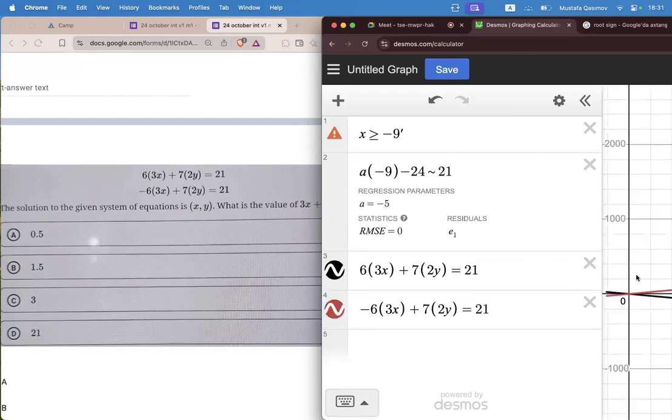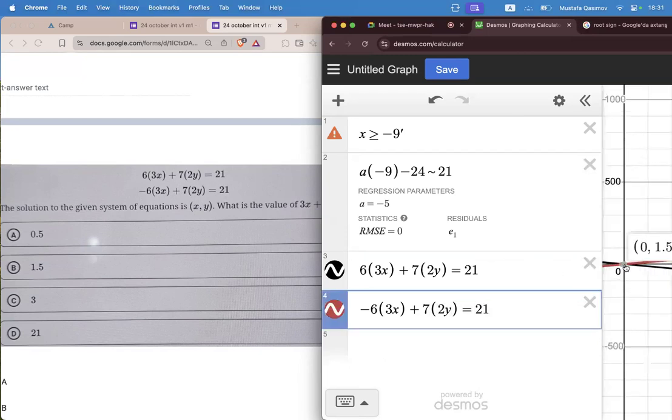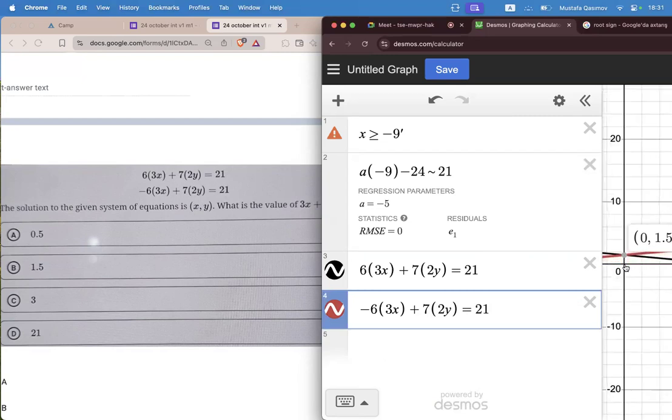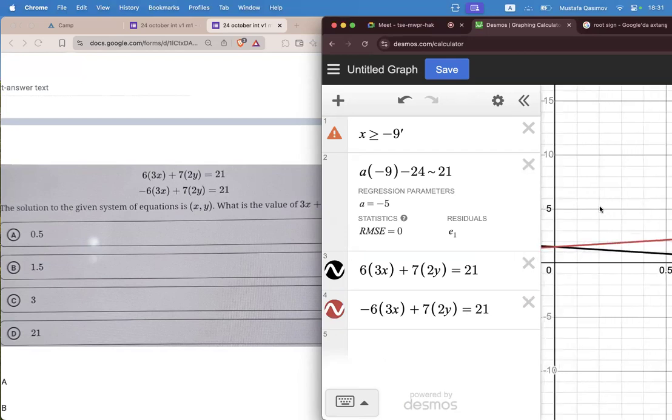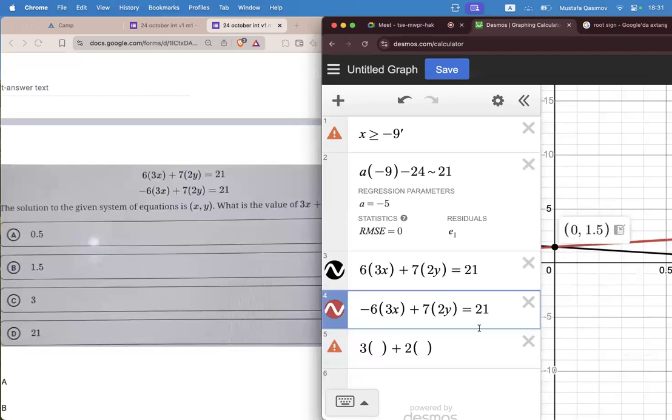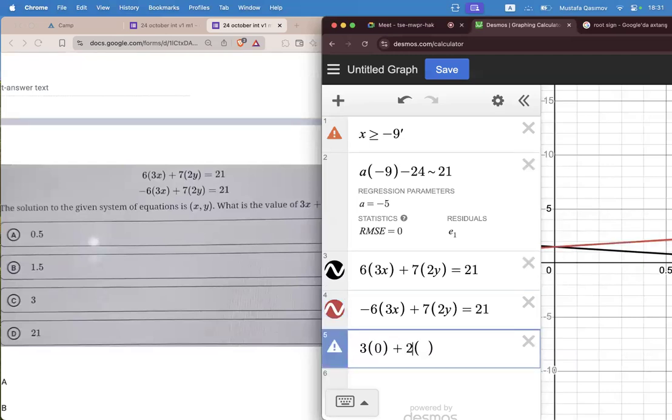Well, let's look at this intersection point. All right, that finds the intersection point: 0 and negative 1.5. Then let's write it here. 3 multiplied by 0, 2 multiplied by 1.5. The answer is equal to 3, C.